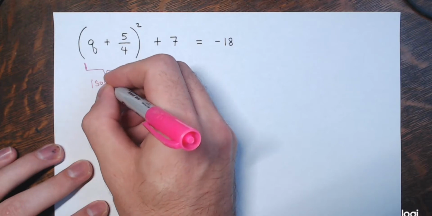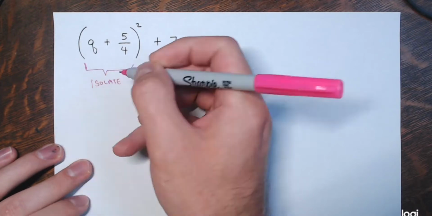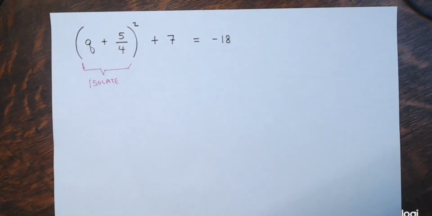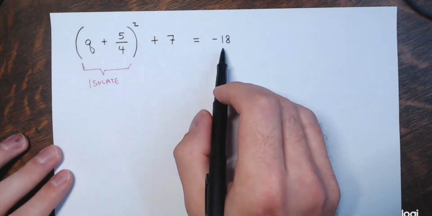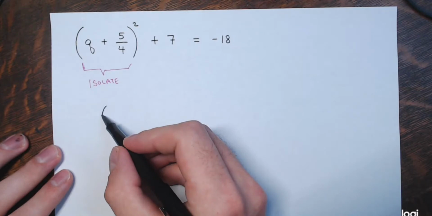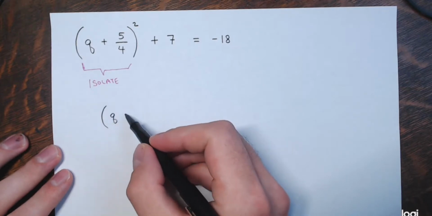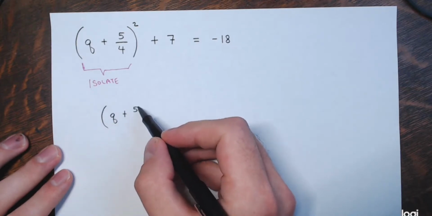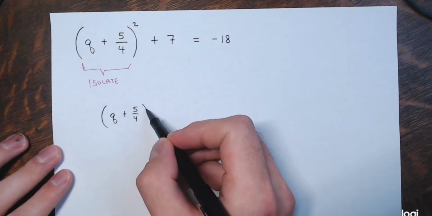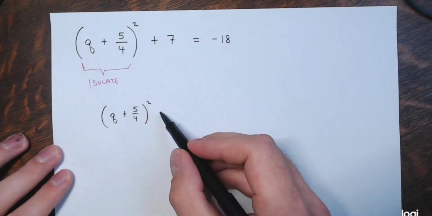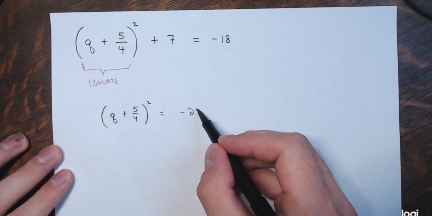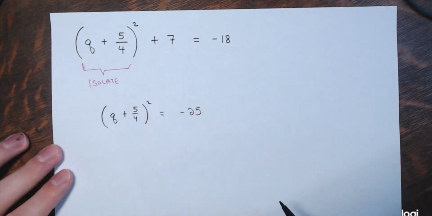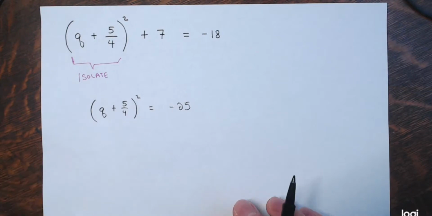All right, so like with the first question, I'll isolate the square. To do that, I would just have to subtract 7. So then we have this quantity q plus 5/4 squared is equal to negative 25. And I have what I want from that square root property, the beginning of it.